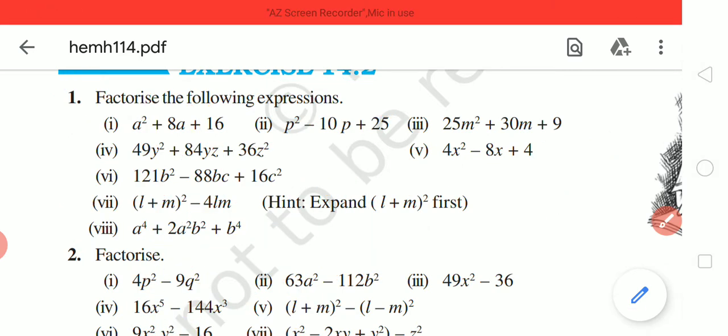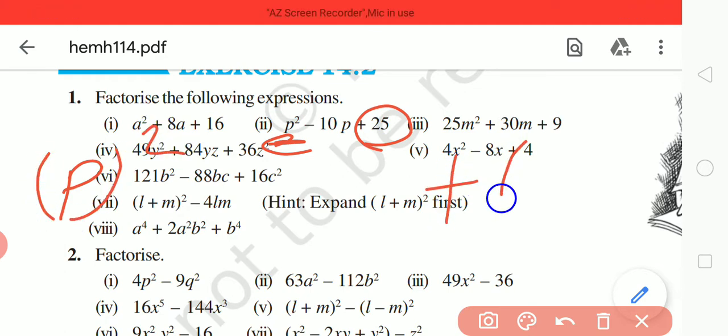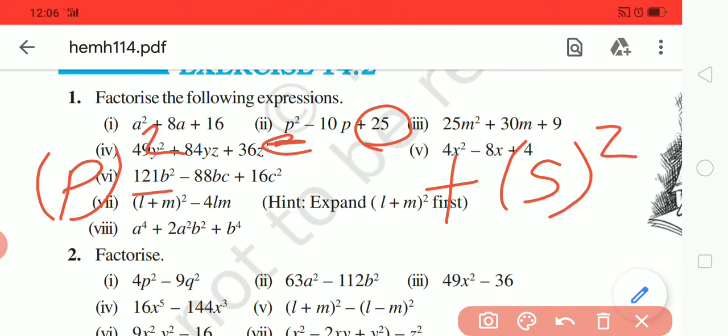Let us start the second part. Here you can see this is p square, that is a perfect square number. 25 is also a perfect square number because 25 is the square of 5. So let us start. You can write p square as p raised to 2 and the last term, that is 5 square, you can write here, and middle term with the same sign, negative.